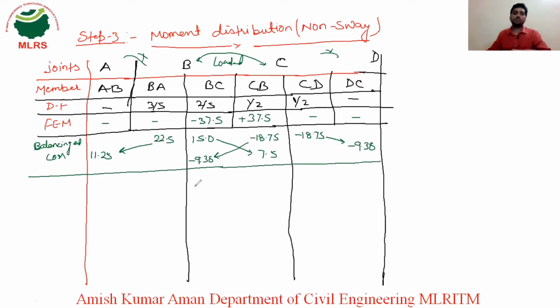Now coming to step 2, again we have to distribute this minus 9.38 and 7.5 according to the distribution factor. How will you distribute? See, 3/5 into minus means we have to change the sign. So plus 9.38 will be distributed, that is your 5.63, and here it is 3.75. Similarly, if you distribute this 7.5, it is minus 3.75 and minus 3.75 here. Again, carryover and balancing.